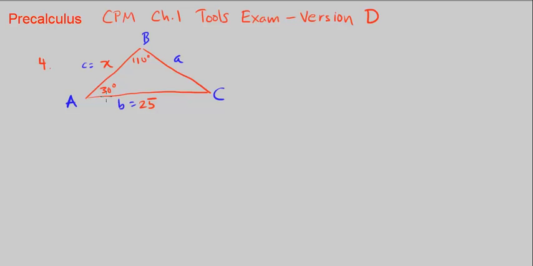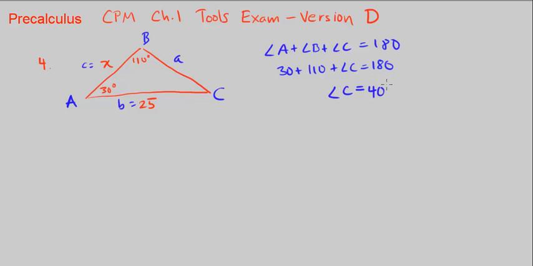Okay? But what I would do first, there's a couple ways to do this, but I would first start off by saying angle A plus angle B plus angle C is 180. Plug in 30, 110, and solve for angle C. Okay, oops, making a few mistakes, and I get 40 degrees.